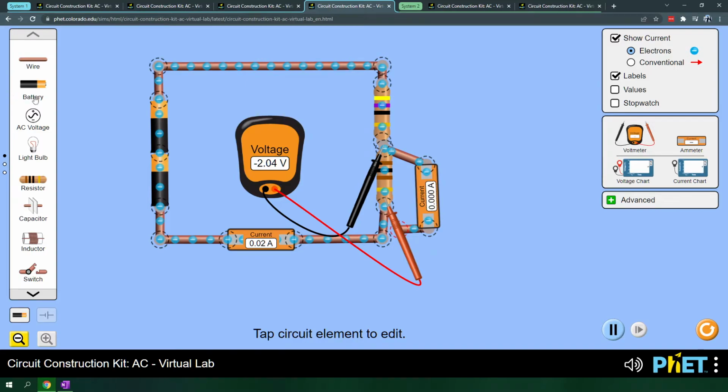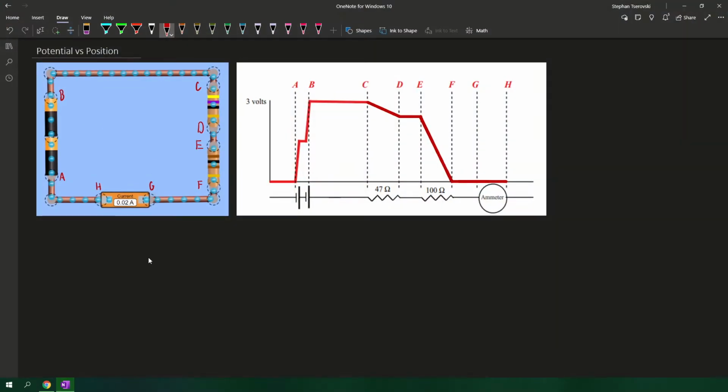And if we think about it, according to our loop rule, the sum of the potential differences around the circuit should be 0. And if we add up 3 plus -0.96 plus -2.04, we find that it comes out to exactly 0, as you would expect. And here I have drawn an approximate graph of the potential versus position across the circuit, just around the circuit. You can see each position is labeled here.